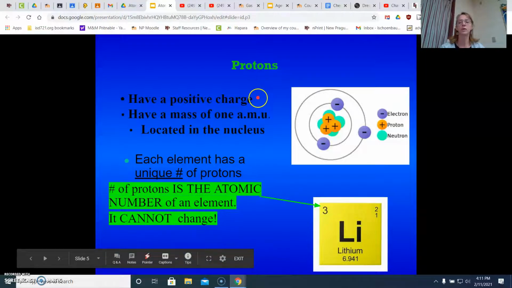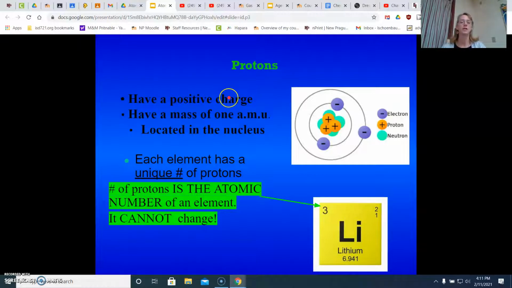So let's look a little bit more at protons. Again, they have a positive charge. We're going to give them a mass of 1 atomic mass unit. I'm not going to worry a whole lot about this. There's some fancy research that went into defining an atomic mass unit, but you just need to know a proton weighs 1 unit. It is located in the nucleus.